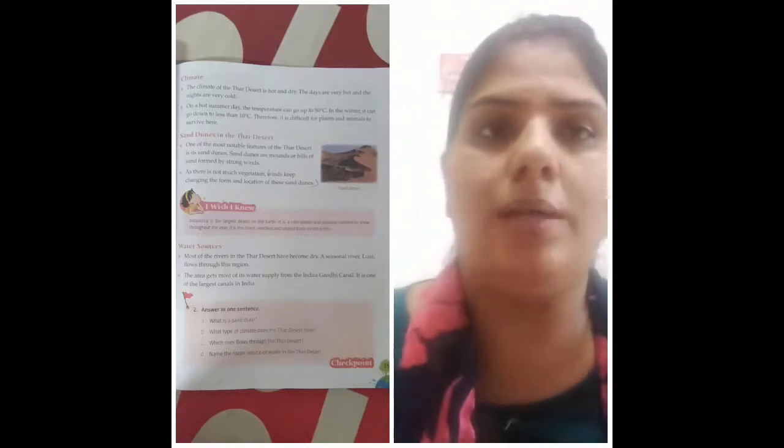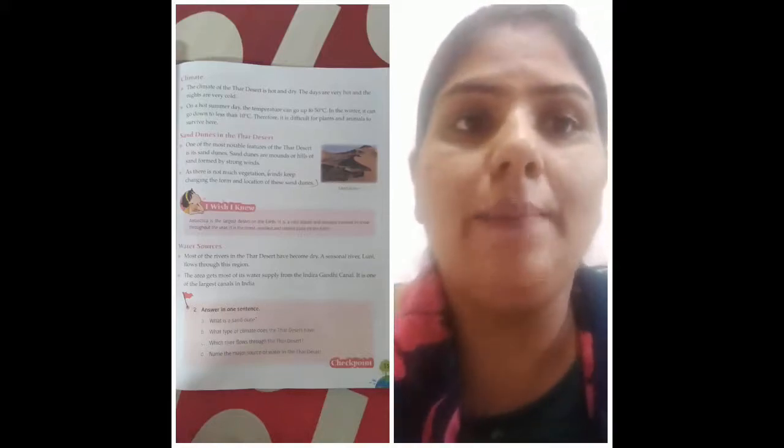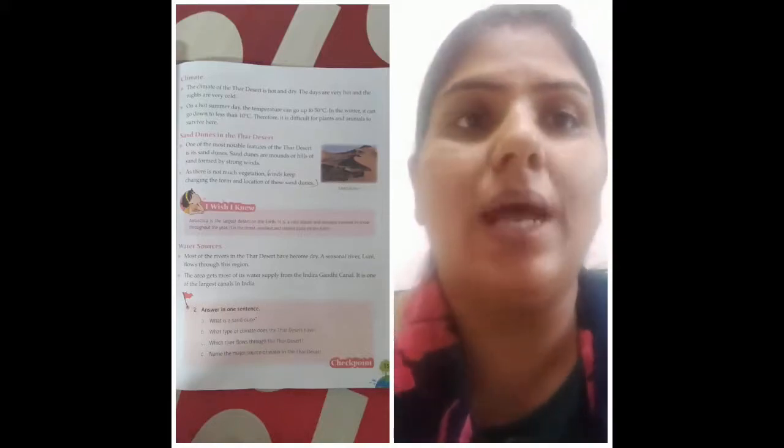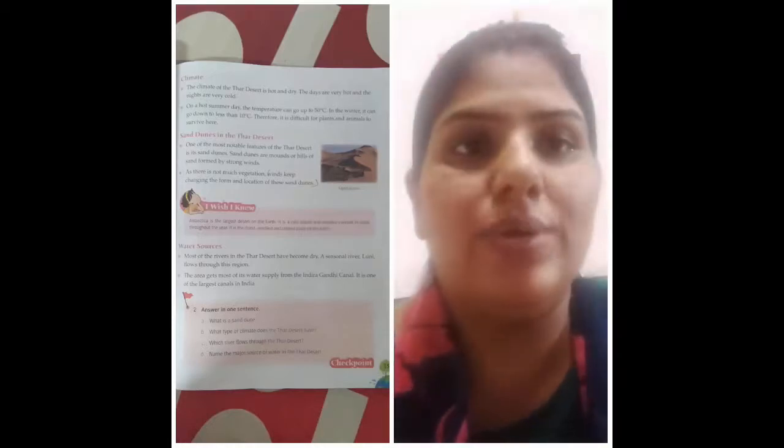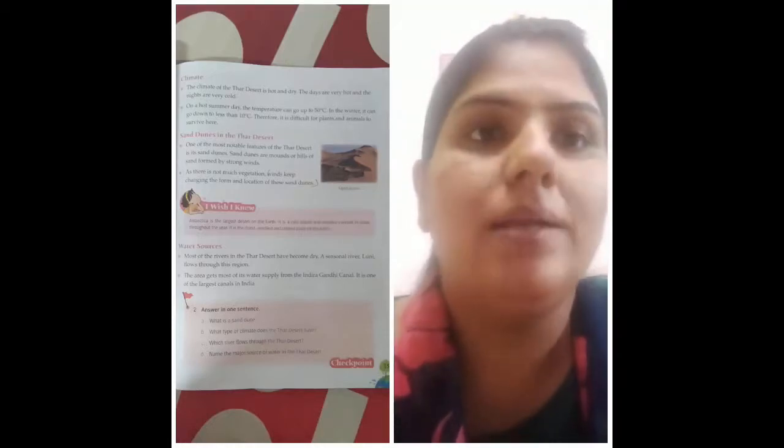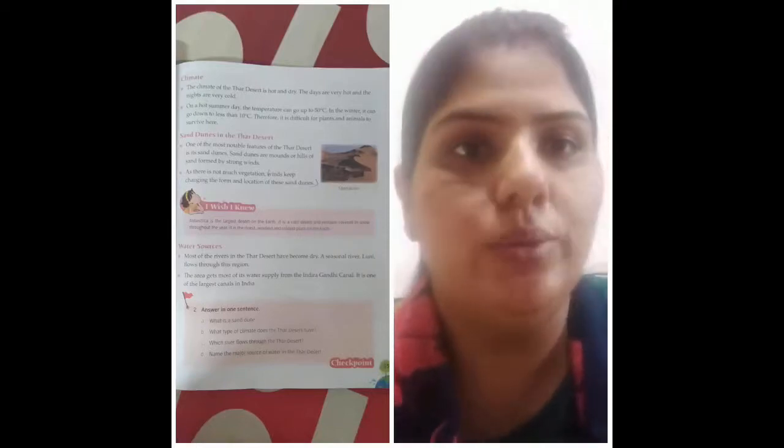Now come to our topic, the climate of the Thar desert. The Thar desert, as we learn, is a hot desert, but in winter it remains very cool. As we did in the experiment, during the summer months, when there is a lot of sunlight, it becomes very hot and the sand heats up. But during winter months, the temperature dips and makes the sand cool. That is why the temperature goes down below 10 degrees.